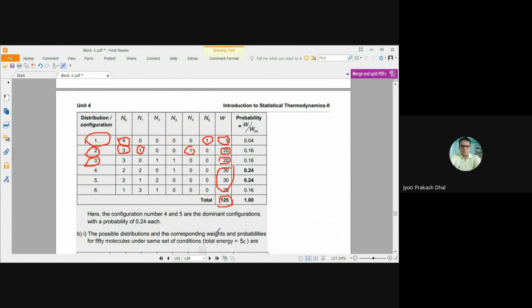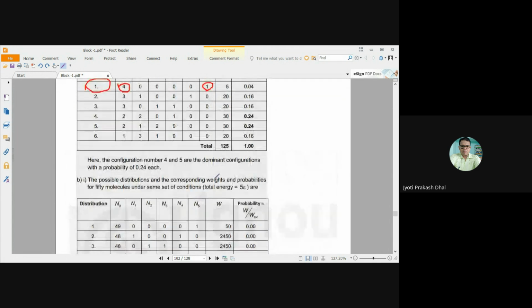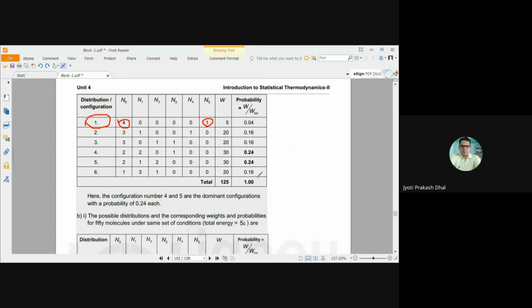So you can easily solve this question. These are very easy questions. The W total is 125, and if you find out the probability, the probability will be W by W total. That means 5 by 125 equals 0.04. Then 20 by 125, then 20 by 125, then 30 by 125, then 30 by 125. So these are the probabilities of the corresponding configurations or distributions. And if you add the probabilities of all the configurations or distributions, then the total probability will become 1. You can check that also. If the total probability becomes 1, then your answer is right.